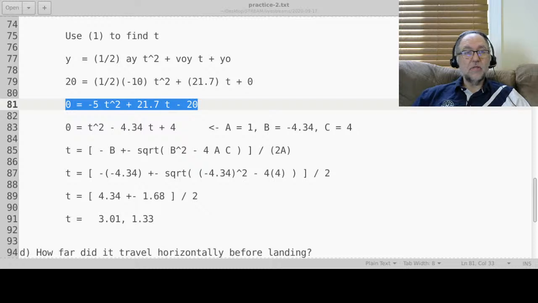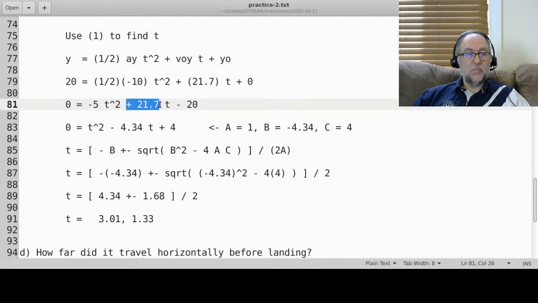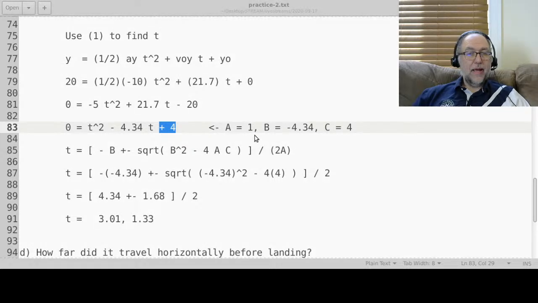Positive 21.7. So you've got to include the sign there. Positive 21.7 divided by -5 is -4.34. And then -20 divided by -5 is +4. Okay, and then identify that A is 1 by construction, B is -4.34, and C is 4.